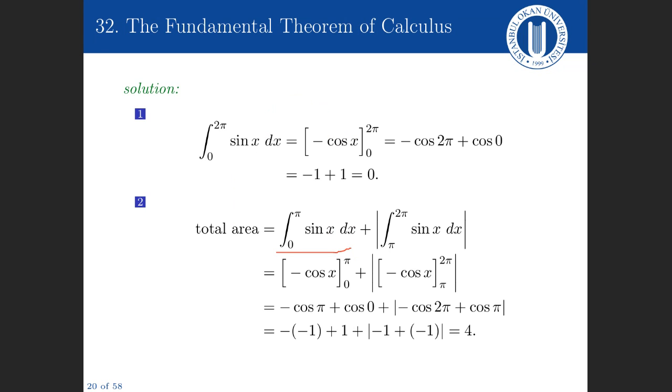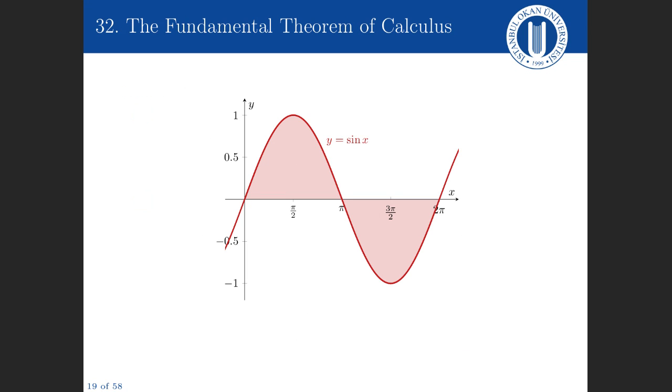We'll integrate between 0 and pi, and because we know this is going to be a positive number, we can just leave it as it is. We're going to integrate between pi and 2 pi. From the graph, we can see this is going to be a negative number, so we're going to put absolute value signs around this to turn it into a positive number. Then when we run through this calculation, and I'll leave this for you to check, we get the answer 4. The total area shaded red in this picture is 4.